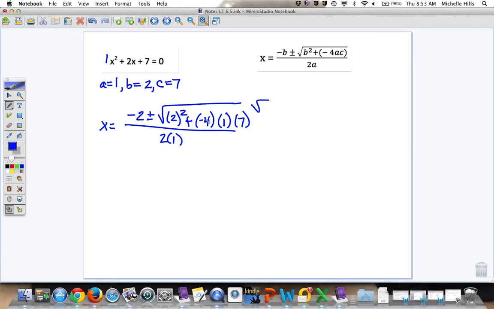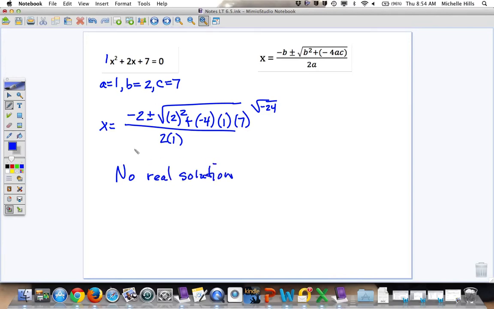2 squared plus -4 times 1 times 7, I get -24. Try to take the square root of -24 in your calculator, and if you do, you're going to get an error, because there's no real number that I could multiply by itself and get -24. Because a positive times itself is a positive, and a negative times itself is also a positive, so this one ends up being no real solution.